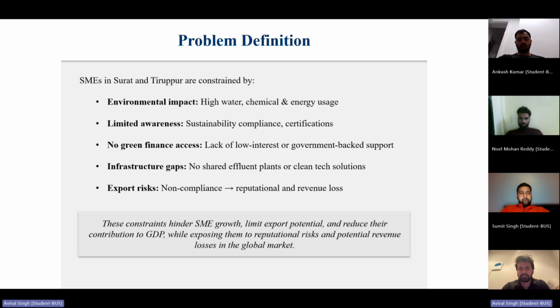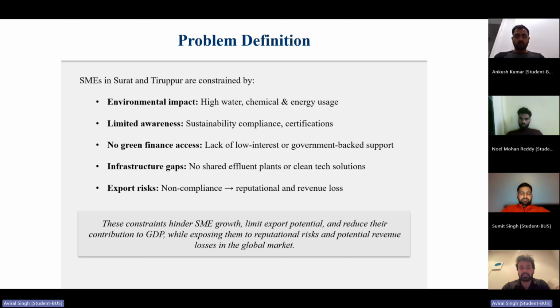Only about 30% of textile SMEs have adopted any kind of sustainability standards, be it eco labels, certifications, or audits. Most business owners are unaware of programs like GOTS or OEKO-TEX. The rest either find it too costly or too complicated.